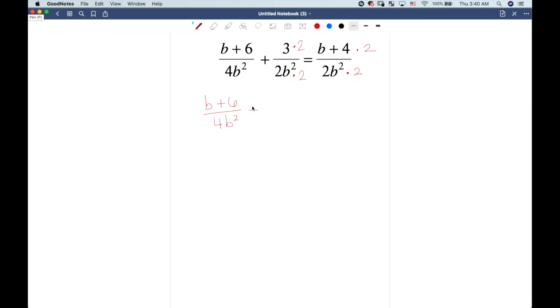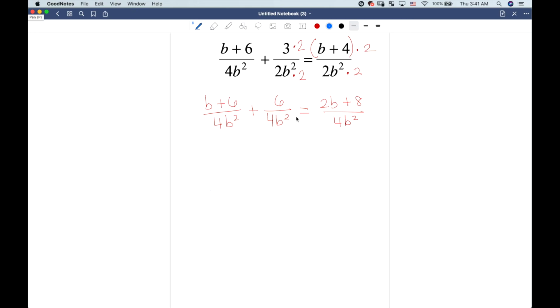Plus sign. 3 times 2 is 6. 2b squared times 2 is 4b squared. Equals. Here, this is saying that 2 multiplies to everything in the numerator. So it has to multiply the b and has to multiply the 4. So please be careful. 2 times b is 2b. 2 times 4 is positive 8. 2b squared times 2 is 4b squared.